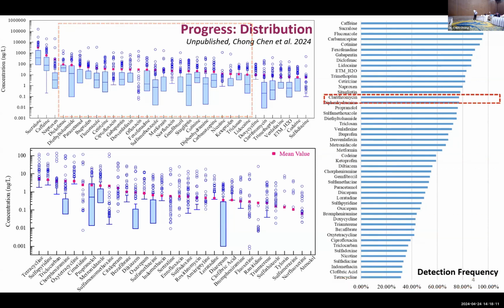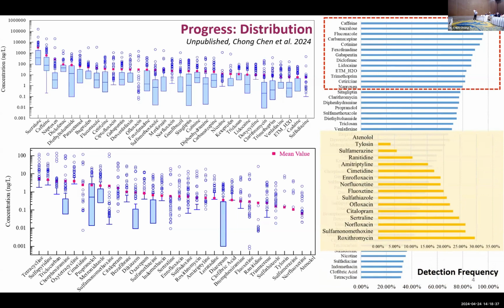From the detection frequencies, we can see caffeine has the highest detection frequency. It's 100%, which means we detected caffeine in all sampling locations up to now. For these 13 compounds, the detection frequencies are also relatively high, higher than 80%. We are glad to find that for these 16 compounds, the detection frequencies are relatively low, lower than 30%, and for ethanol, it has never been detected so far.